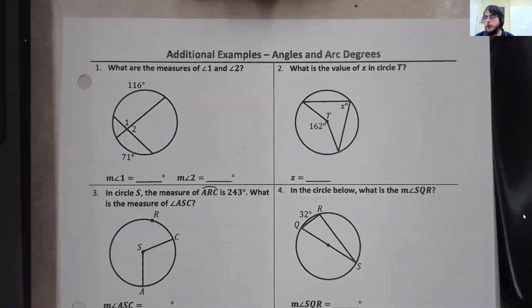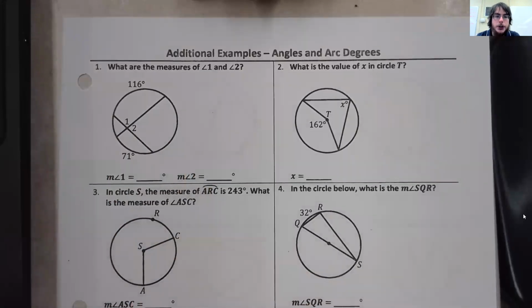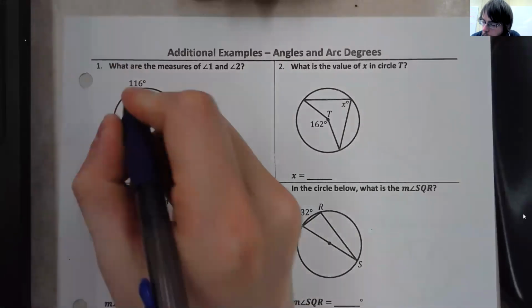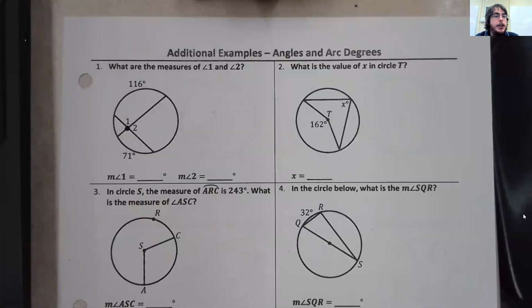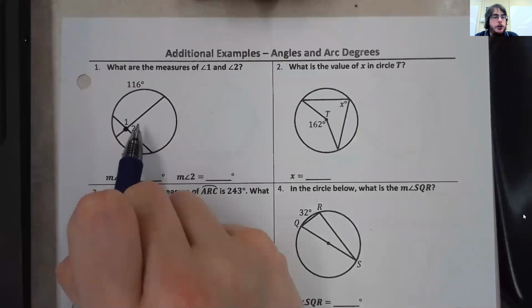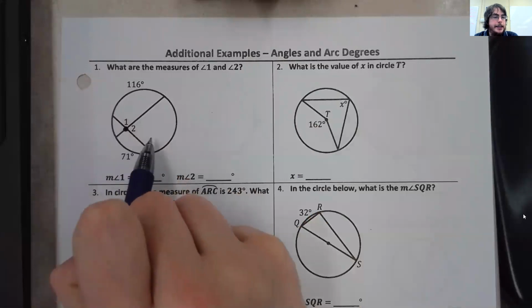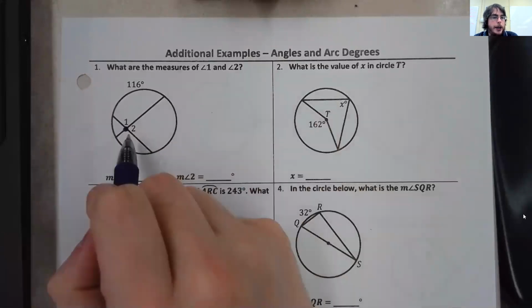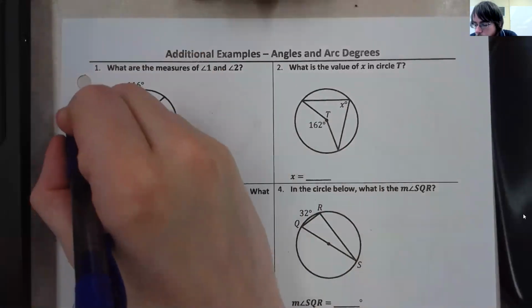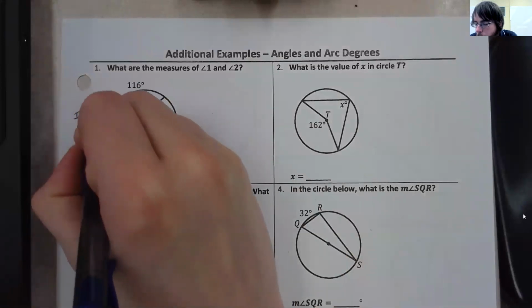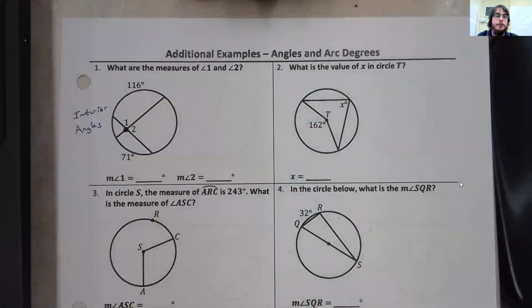So you'll see here that we have a vertex. The vertex here is where angle 1 and 2 are. And we have to ask ourselves what type of angle that is in a circle. Well, it's not in the center, so it's not central. It's not on the edge, so it's not inscribed. It is inside the circle, so these would be interior angles. So interior angles are what these would be.